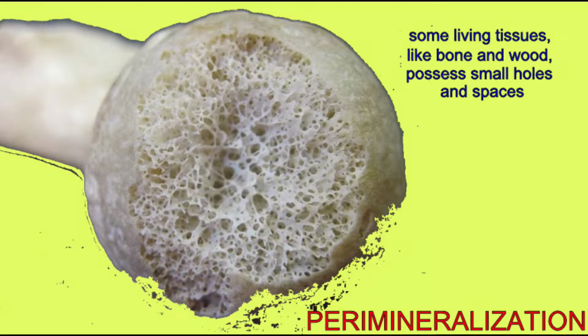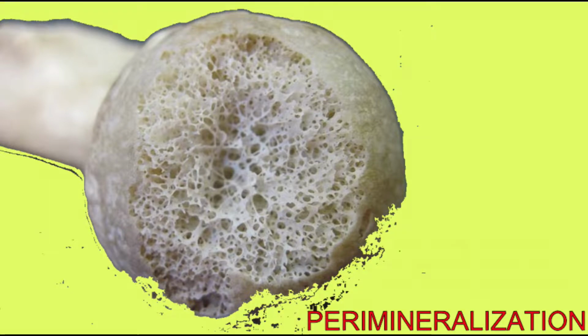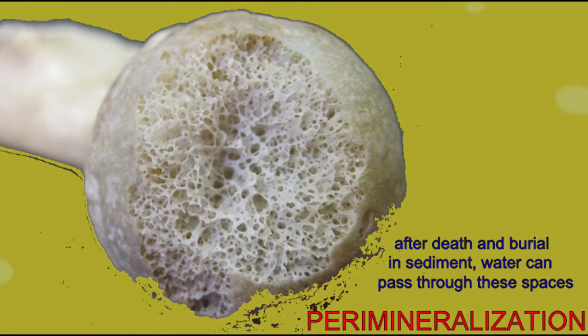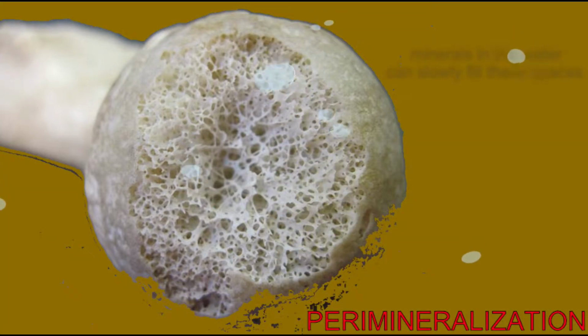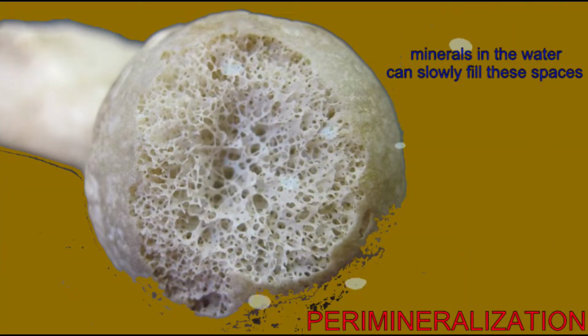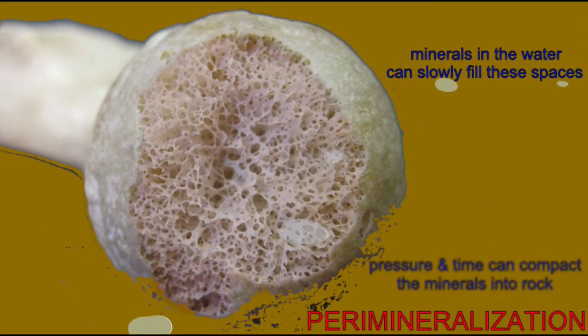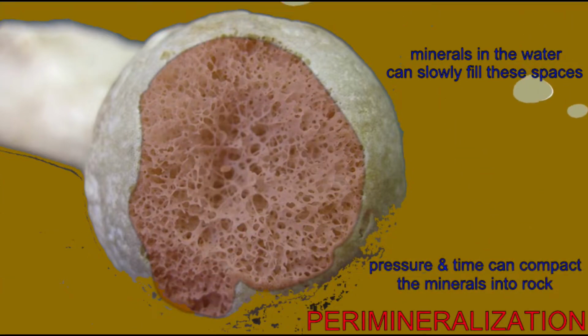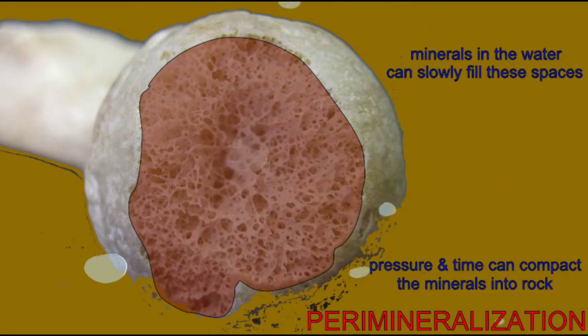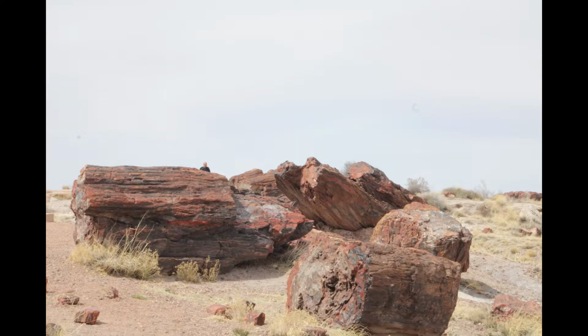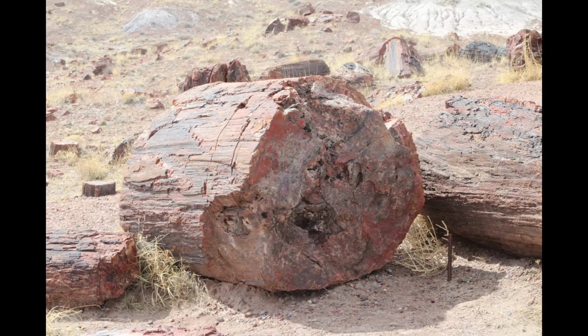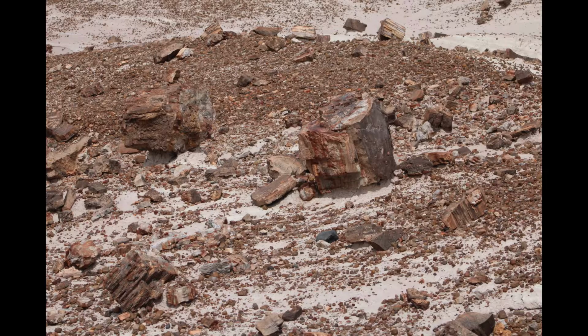In permineralization, water will seep through holes that exist, say, in bone or in wood. And as minerals precipitate out from the water solution, which is filtering through this material, it fills in the holes which were already there. So in permineralization, one still has the structure of the original organic material, but the holes have been filled in with sediment, which can then be compressed to form rock.